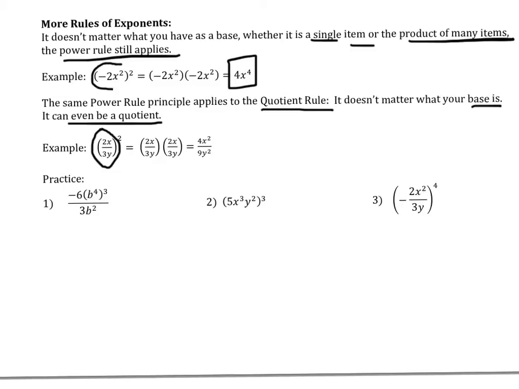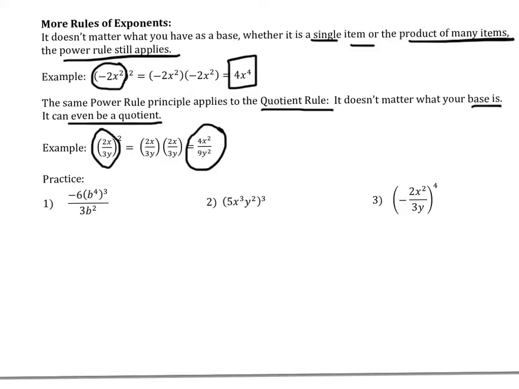Just like up here, what was inside this original parentheses got squared. So 2x over 3y times 2x over 3y means I'm going to square 2 and get 4, square x and get x squared, square 3 and get 9, and square y and get y squared, which gives me 4x squared over 9y squared. So let's apply this to some other problems.